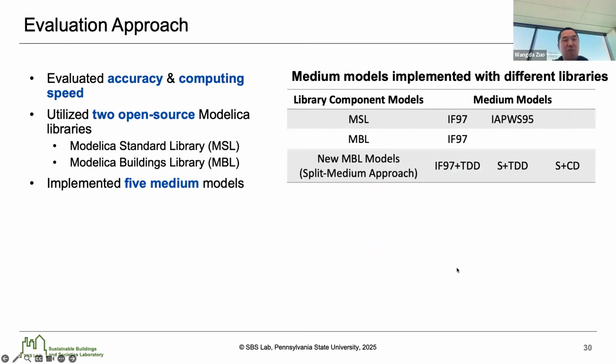So next, we're trying to evaluate the accuracy and speed of our model. Here we leverage two open source Modelica libraries. One is the Modelica Standard Library, and another one is the Modelica Buildings library. I think we're using both of them in the class. And then we implement 5 different medium models, as you can see here.